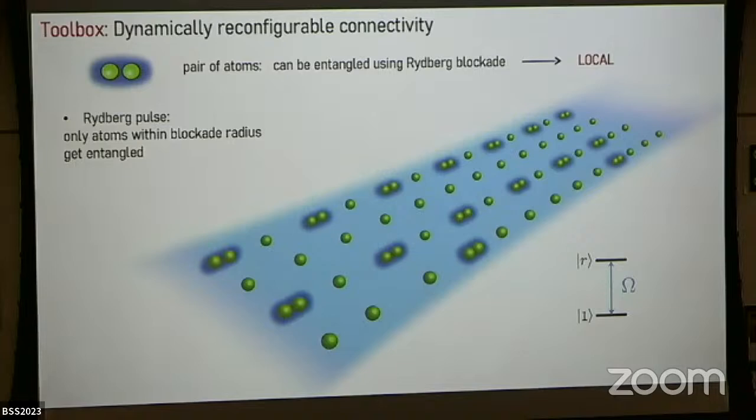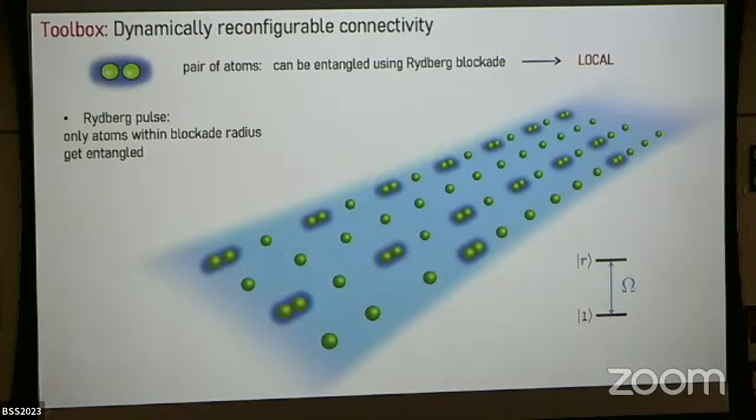So all of them are coupled to the Rydberg state, but only the ones that are really close to each other within the blockade radius will be entangled. Okay. So one challenge here is that these entangling gates are naturally local. And this is something that is common to many other quantum platforms. You typically use some kind of local interactions to implement these entangling gates.